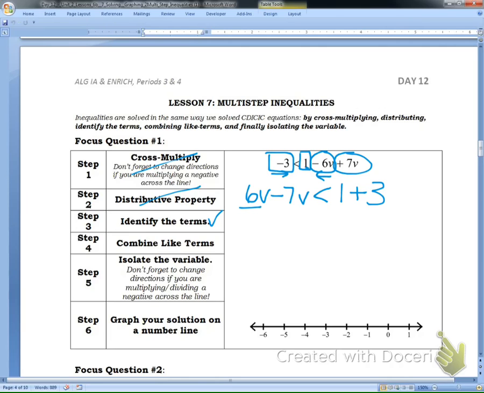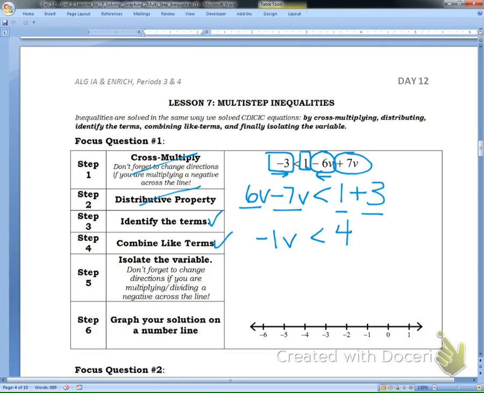So I have a positive 6v and a negative 7v. When I combine them, those are opposite signs, so I subtract. 7 minus 6 is 1. 7 is bigger than 6, and it's negative, so it's a negative 1. v is less than, and I combine my positive 1 and my positive 3 equals positive 4. So I've combined my like terms. Now I'm ready to isolate my variable.